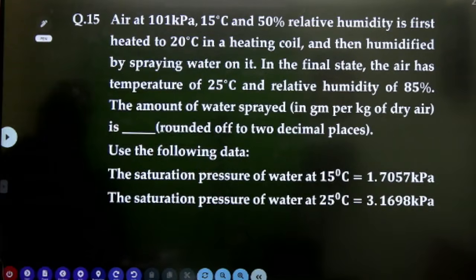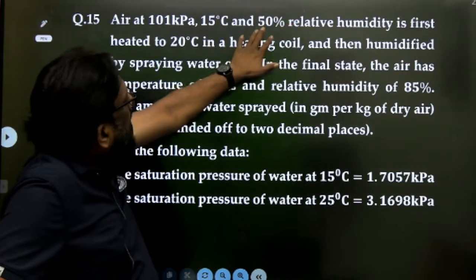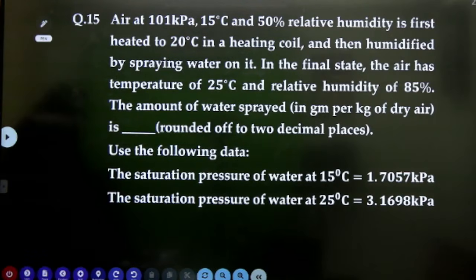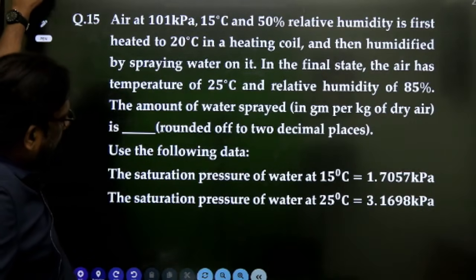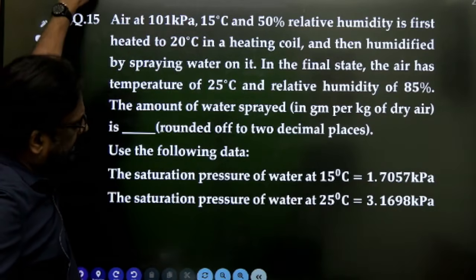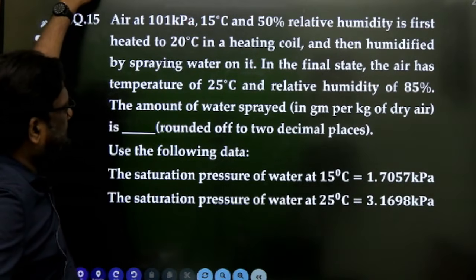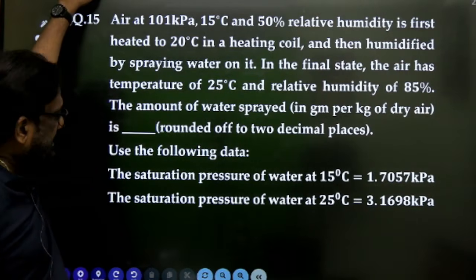15th. Air at 101 kilopascal, that is the total pressure, 15 degrees centigrade. Okay, this is the dry bulb temperature. If nothing is mentioned, it is the dry bulb temperature. And 50% relative humidity is first heated to 20 degrees centigrade in a heating coil and then humidified by spraying water on it. अच्छा, it is heated from 15 to 20, मतलब sensible heating है. Okay, and then humidified by spraying water. And the final state is 25 degree. The relative humidity is 85%. The amount of water sprayed is.